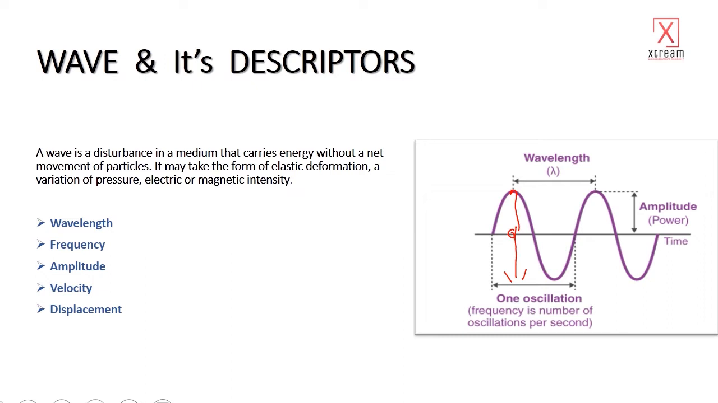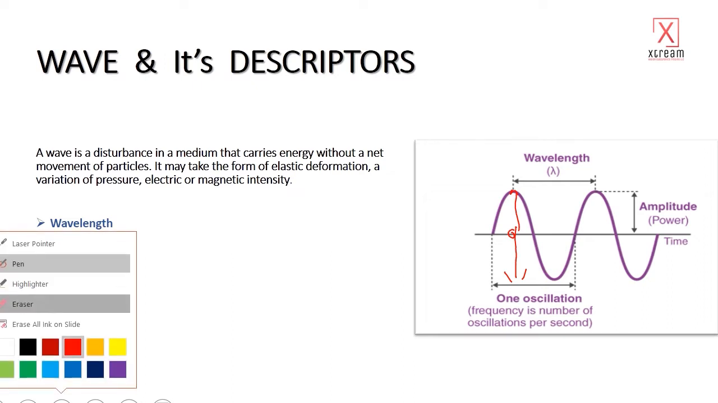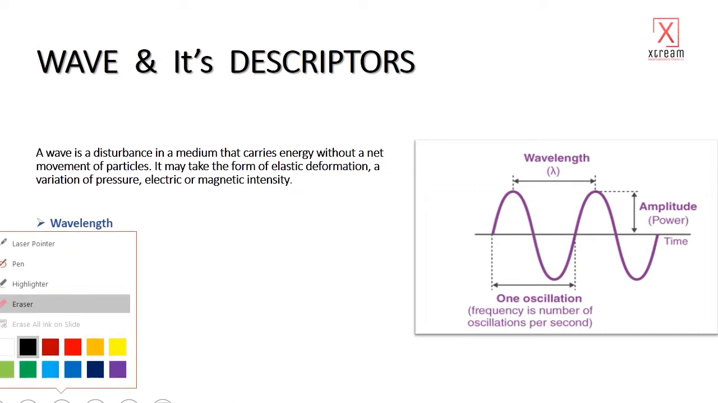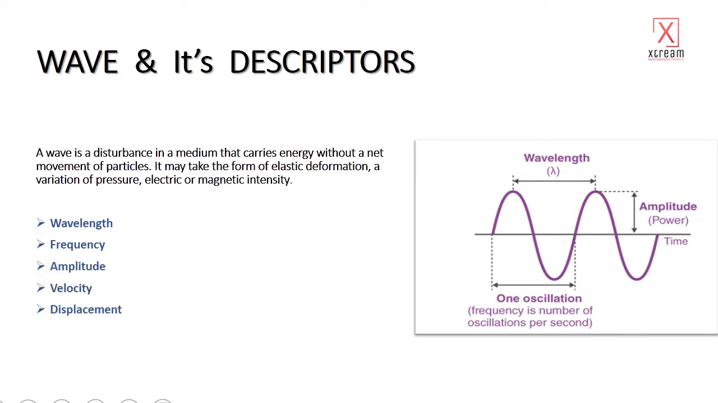So there are some descriptors of the wave. Now we are going to discuss them. The first is the wavelength, then frequency, amplitude, velocity, and displacement. We are going to discuss them one by one, in a very short but very clear way. So what is a wavelength?